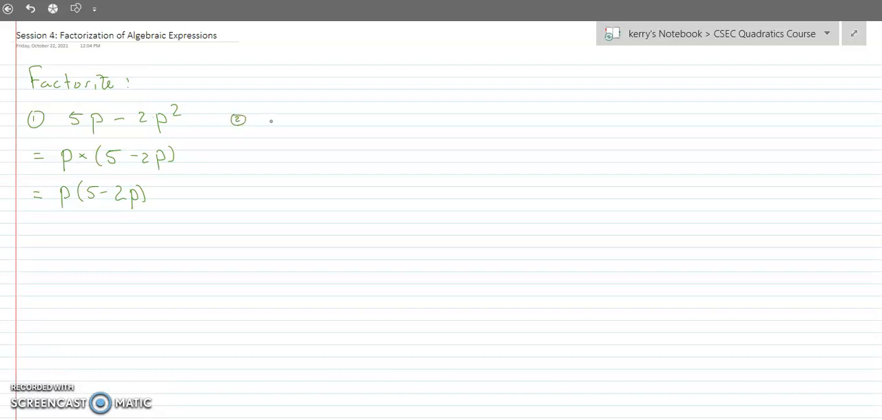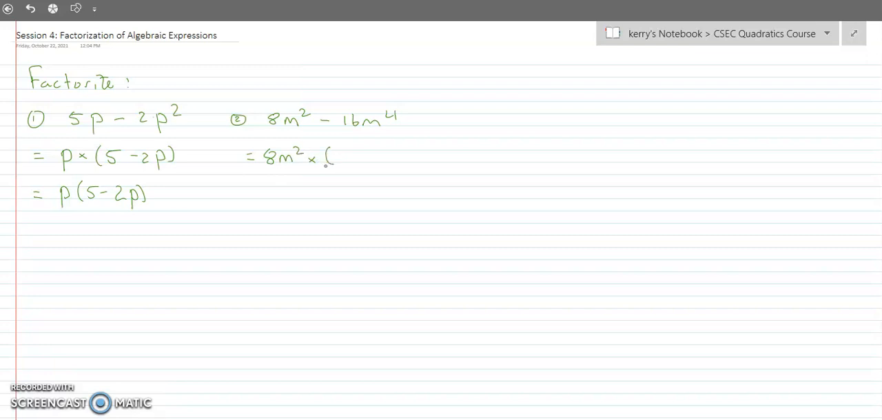Right, let's go again. Let's go with 8m squared minus 16m to the power of 4. Now again, you think about first the numbers, the base numbers. What could divide both 8 and 16? 8 could divide both 8 and 16. Right, now go again. M squared and m to the power of 4. M squared could divide both of these terms. So we go with m squared outside here as well.